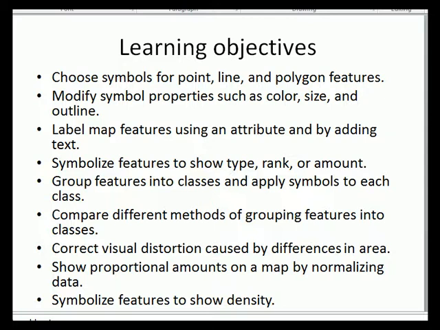We'll group features into classes and apply symbols to each class. We'll compare different methods for grouping features into classes, and correct visual distortion caused by differences in the area of features. We'll show proportional amounts on a map by normalizing data, and we'll also symbolize features to show density.